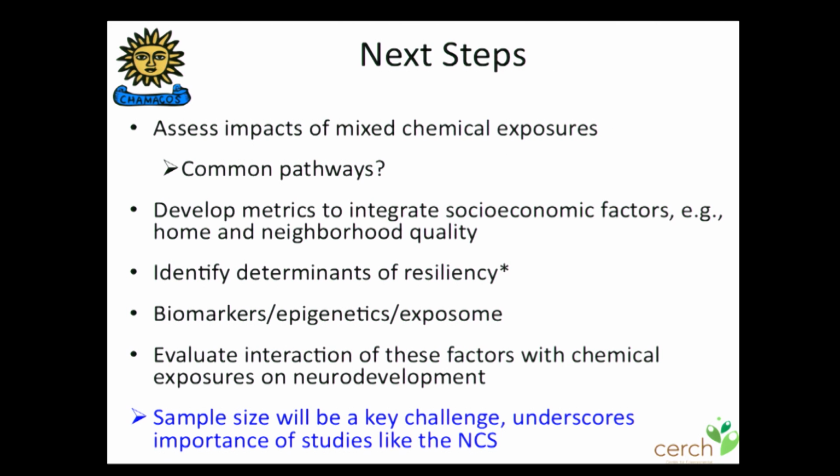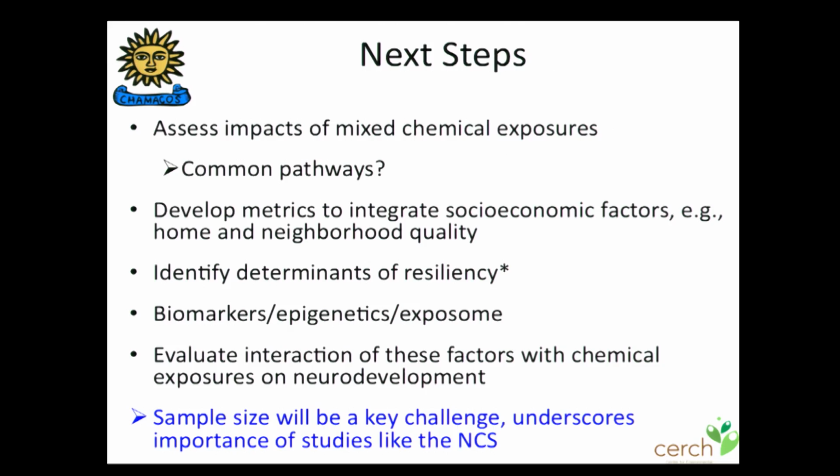The next step, and I think this is a challenge to the epidemiologists, I think we need to develop metrics to integrate socioeconomic factors, both at the home level and the neighborhood level, into useful metrics and scales that we can use for epidemiologic analyses. And I don't think we've done that. Things like depression scales, we have a template for many of these factors, but I don't think we've yet taken it to the next step to incorporate these more meta-level factors like neighborhood quality.